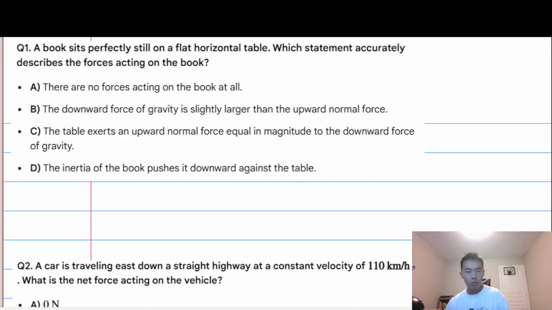Well, it's perfectly still, like still water, which means that it's not moving. And that doesn't mean there's no forces acting on the book, because there's still gravity we have to think about. And there's also a normal force. And they cancel each other out because it's at rest. So the table exerts an upward normal force equal in magnitude to the downward force of gravity.